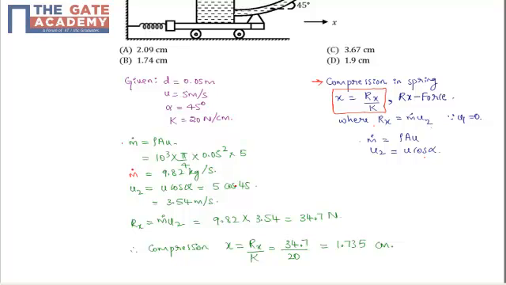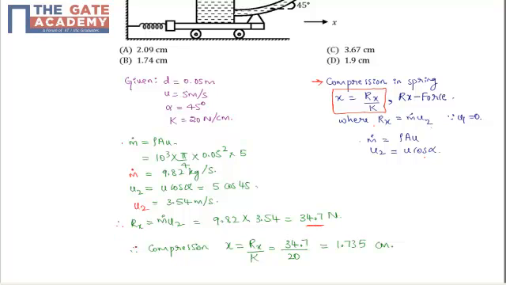We know the value of u and alpha. By substituting this, we will get the value of u2 as 3.54 meter per second. Therefore the force in the spring will be m dot into u2, which will be 34.7 Newton.